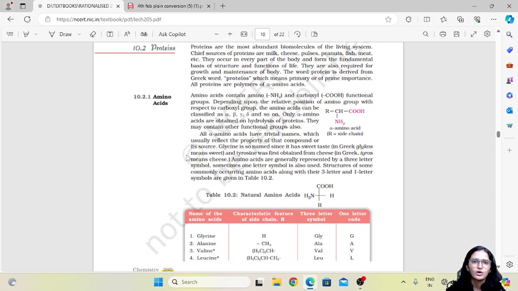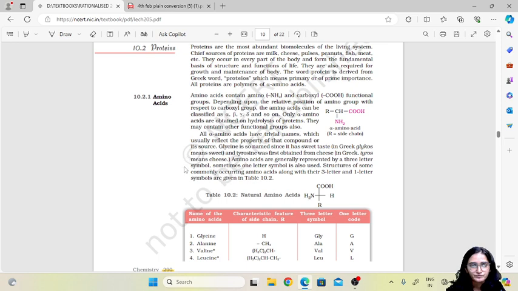Now, as we already know how important proteins are to us, or what role they play in the functioning of our body. Proteins are the most abundant biomolecules in the living system, and chief sources of protein are milk, pulses, peanuts, fish, meat, and they occur in every part of the body. Now, how is the word protein derived? It is derived from the Greek word proteos, which means primary or of prime importance. So, proteins play a very important role in our body system.